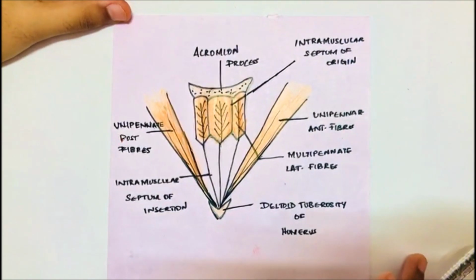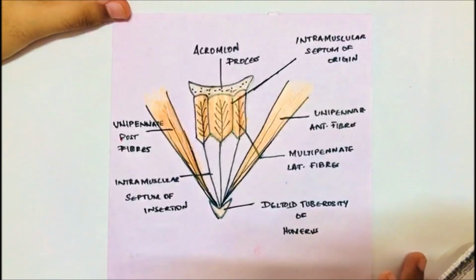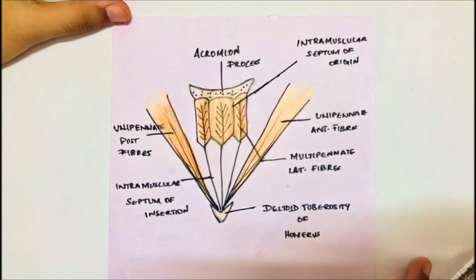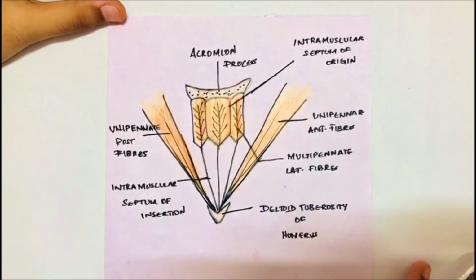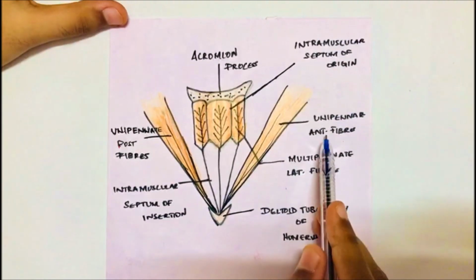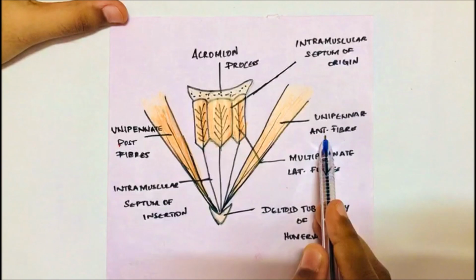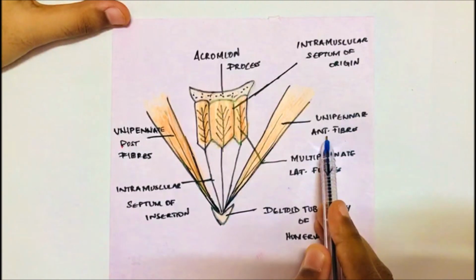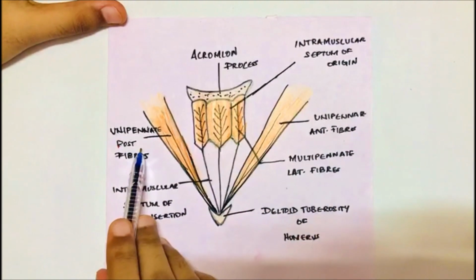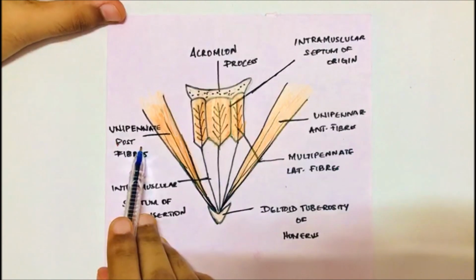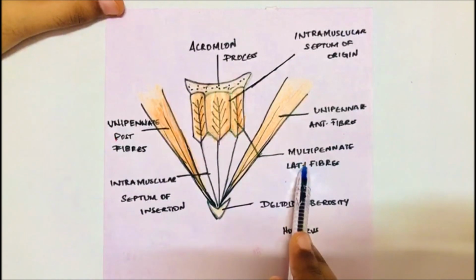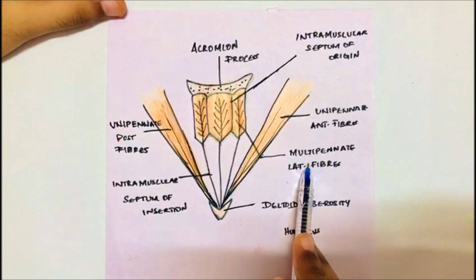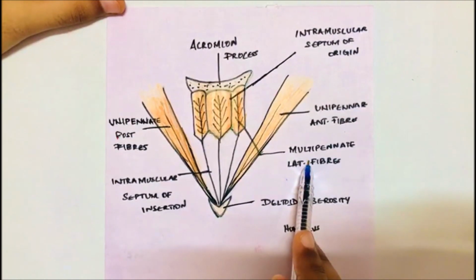Now let us discuss about its nerve supply. The deltoid is supplied by the axillary nerve, which is C5 and C6, from the posterior cord of the brachial plexus. The anterior clavicular fibers are the flexors and the medial rotators of the arm. The posterior, the spinous fibers, are the extensors and the lateral rotators of the arm. The middle, which is the acromion fibers, are the strong abductor of the arm from 15 to 90 degrees.